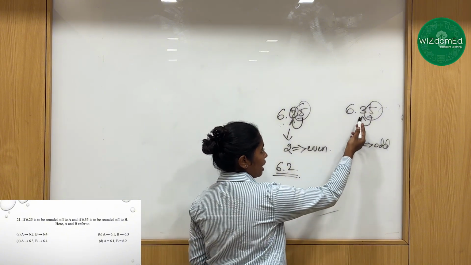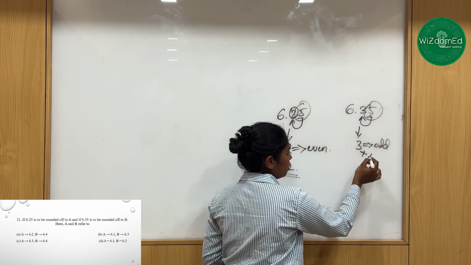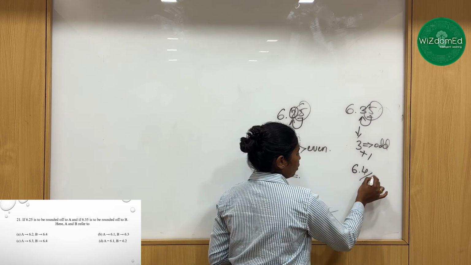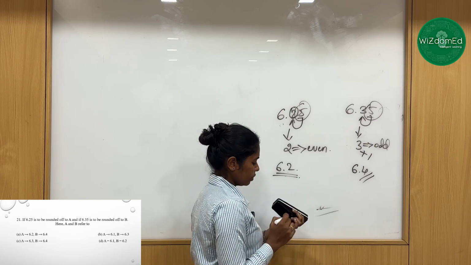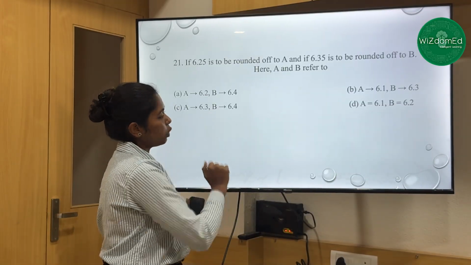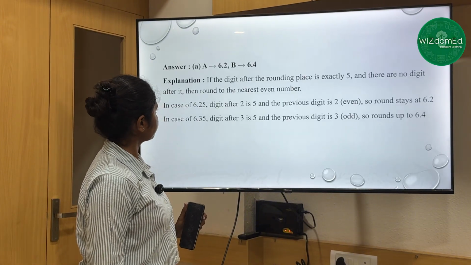But in the other case, as we have 3 and it is an odd number, we are going to add 1 to the 3. So it is going to become 6.4, where the rounding of the number moves forward to the next place. So the right answer for this question is option A, which is 6.2 and 6.4.